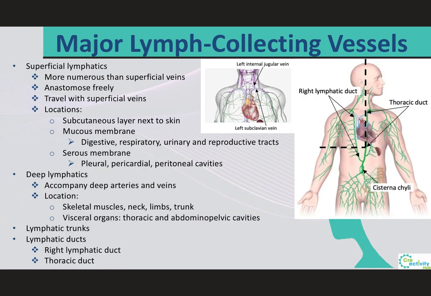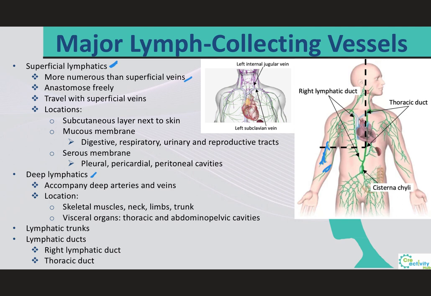With regards to the lymphatic vessels in general, we can say that we have two sets of those. We have what we call the superficial lymphatics and the deep lymphatics, but both will collect the lymph from the lymphatic capillaries. Superficial lymphatics are more numerous than superficial veins, and they anastomose freely, meaning that they merge to form new networks more freely. They do travel with the superficial veins. And this is where we find these superficial lymphatics.